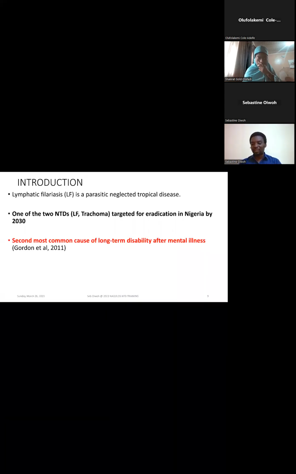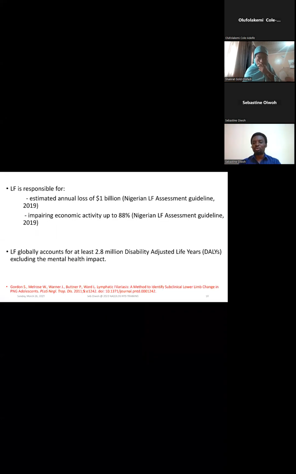So we've had this introduction. It's important to note that it's the second most common cause of long-term disability after mental illness. And it's an infestation caused by a threadworm. And it's important to know, of course, the economic burden associated with it. Estimated annual loss of about 1 billion naira and impairing economic activities of up to 88% of Nigerians. And globally, it accounts for at least 2.8 million disability-adjusted life years, excluding the mental health impacts that it has.